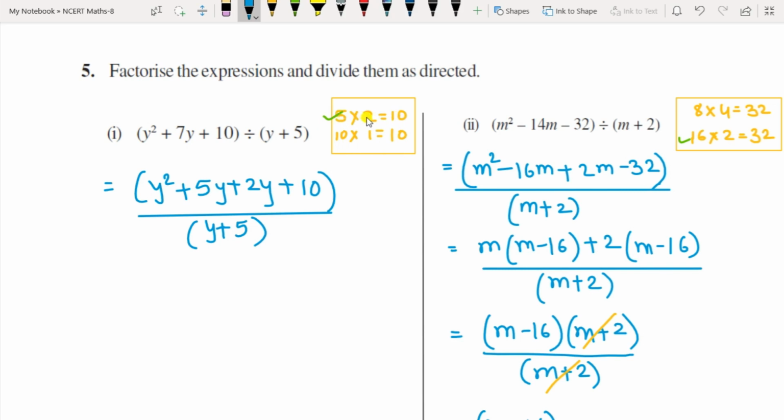So 5 plus 2 is 7 here. So you have to take that number. You can't take 10 plus 1 or 10 minus 1, because 10 plus 1 becomes 11, it is not there, and 10 minus 1 becomes 9. So you cannot take that.